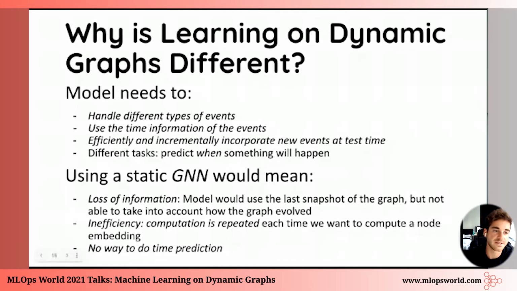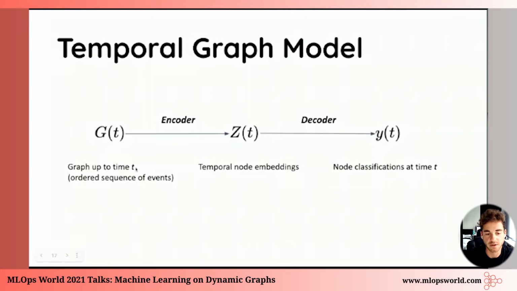So now let's look at the model that we developed to deal with dynamic graphs. First of all, a model for temporal graphs or dynamic graphs is convenient if it follows the following form. The input is a graph up to time t, so all the events in the graph up to time t, which is basically an ordered sequence of events. And we have an encoder part of the model, which just generates temporal node embeddings, so one embedding for each node. And then we have a task-specific decoder, which takes these node embeddings and makes predictions for the tasks. So if the task is node classification, the decoder takes one node embedding and makes a classification.